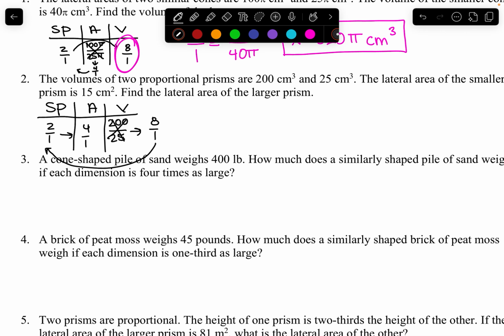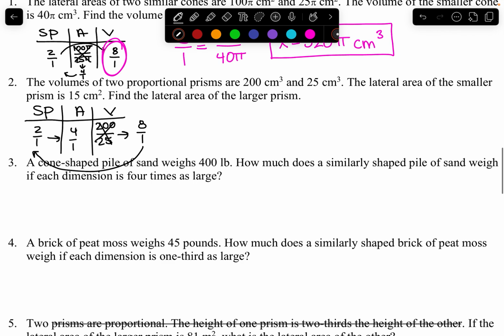Okay, so it says the lateral area of the smaller prism is 15. Find the lateral area of the larger prism. So here's my area ratio. It said the lateral area of the smaller prism is 15. Find the lateral area of the larger. I think that's 60. So X will be 60 centimeters squared because it's looking for area.